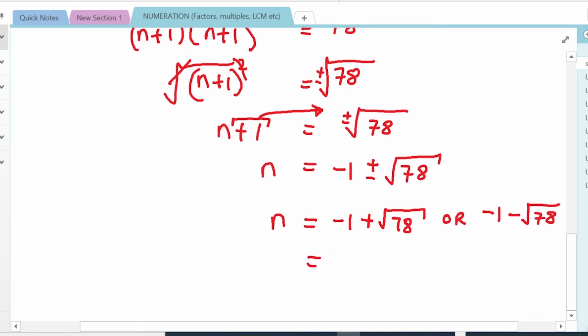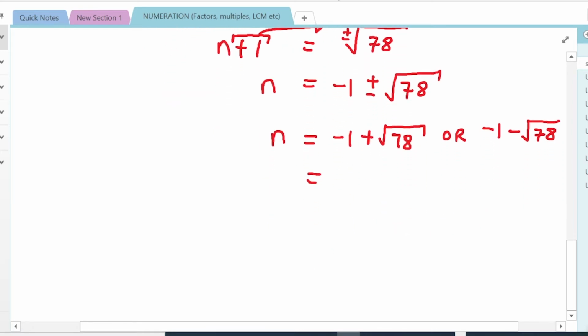So we go ahead and find the final answers for those two. What is the root of 78? We shall simply punch that into our calculator, and here we shall end up with an answer of around 7.832, or 0.83, like that. So now our answer is one of these two.